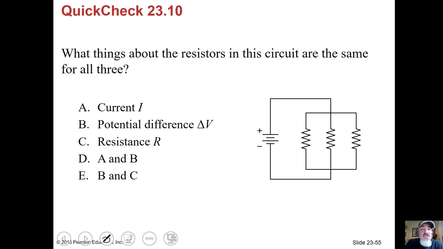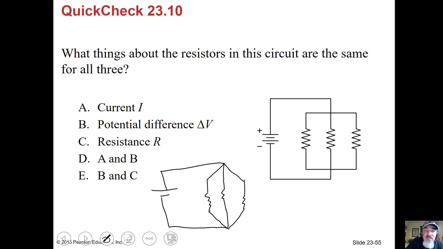Okay, so let's see. What things about the three resistors in the circuit are the same? Okay, so there's a lot of ways of drawing this circuit. I'm going to redraw it as this. This is the same exact thing. And then we'll have it come back to the battery. So these are in parallel. This current comes out of the battery, splits in three ways, comes back together.